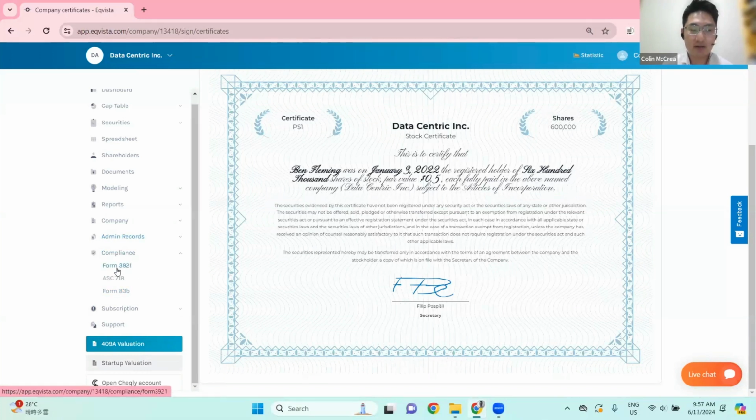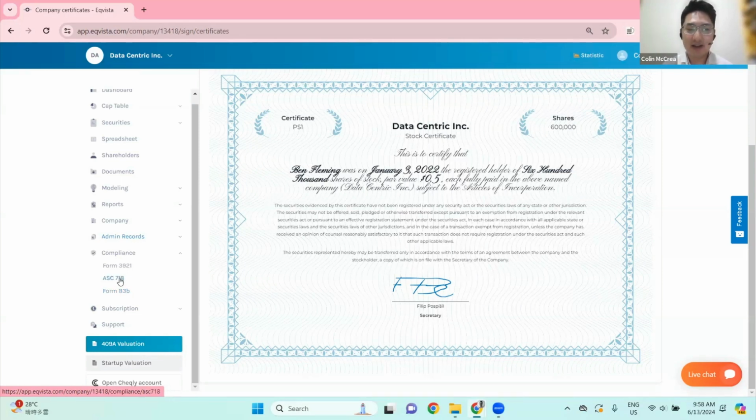Currently we have Form 3921, which is if you have any option holders who are exercising, you actually have to file something to the IRS. You can do that on the platform. Like Sam said before, we also have 83(b) filing as well. You can generate that and sign it. And then what we do as part of Equities is we actually send it to the IRS for you if you're on our paid platform. So you don't have to send it out and find out where the nearest IRS center is.